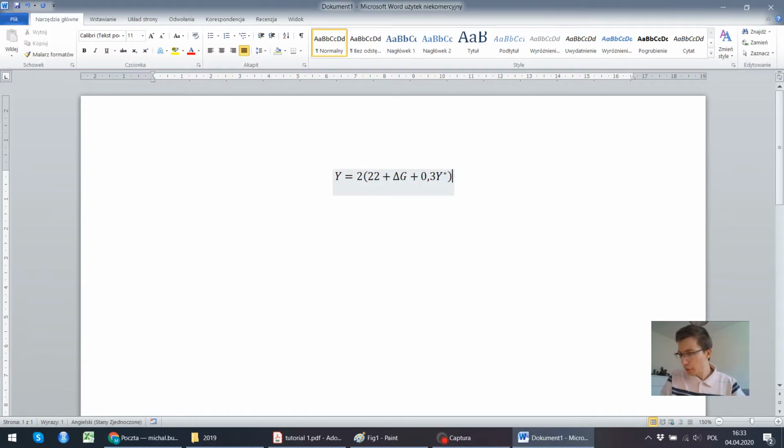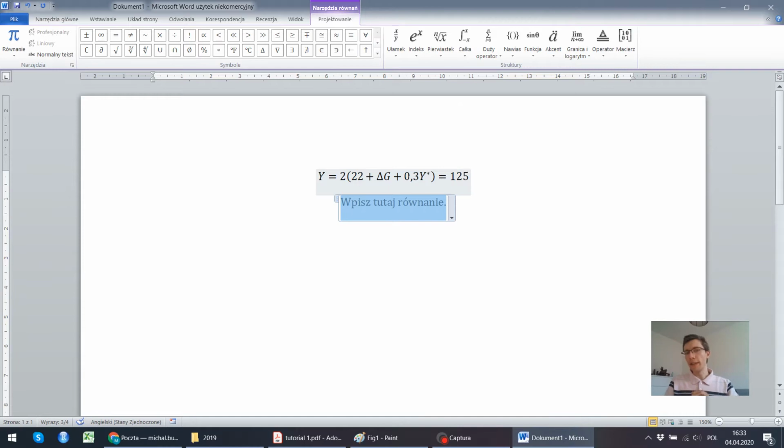So this is output in the home country, and we know that this is equal to 125. Fantastic. What happens now with the second country, so the foreign country? In the foreign country, well, nothing interesting is happening, so the output in the foreign country is still equal to something like this.